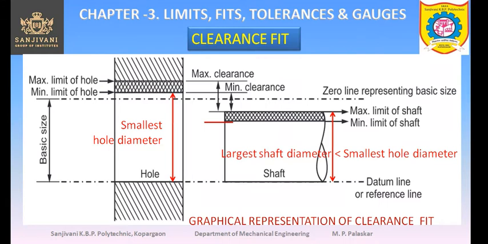Now let us see the maximum and minimum clearance. This is the minimum clearance from here to here. That means when the shaft size is maximum and the hole size is minimum, then the clearance will be minimum. Now what about the maximum clearance? Maximum clearance will occur when the shaft size is minimum and the hole size is maximum. So this is the maximum clearance, not this, but this.